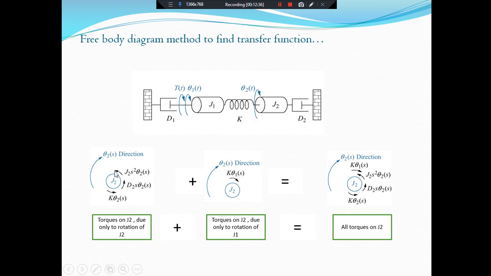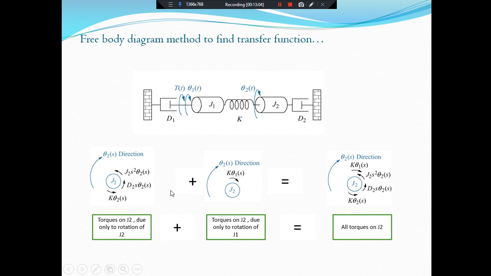These forces will be in the opposite direction of theta 2. Okay, these will be in anti-clockwise direction. Plus, this condition is when J2 is moving and J1 is still, and plus this one will be when J1 is moving and J2 is still. Torque on J2 due to only the rotation of J1. Same concept as we have studied earlier.